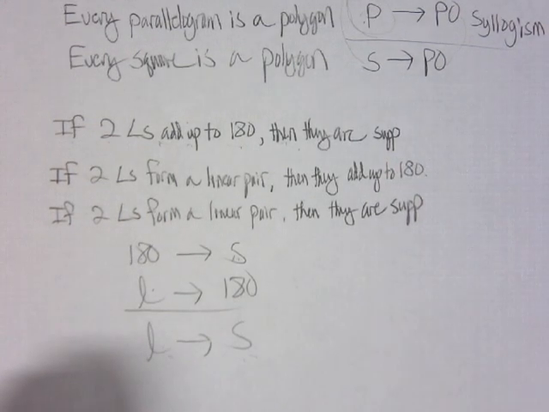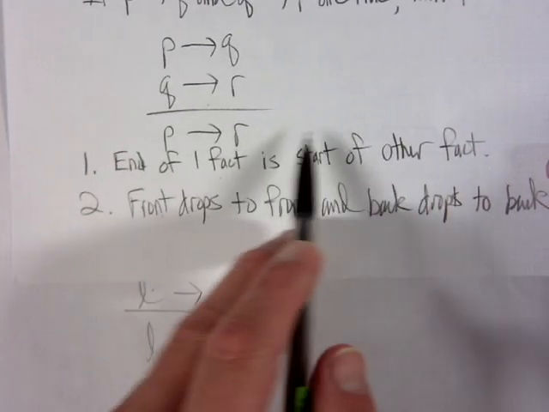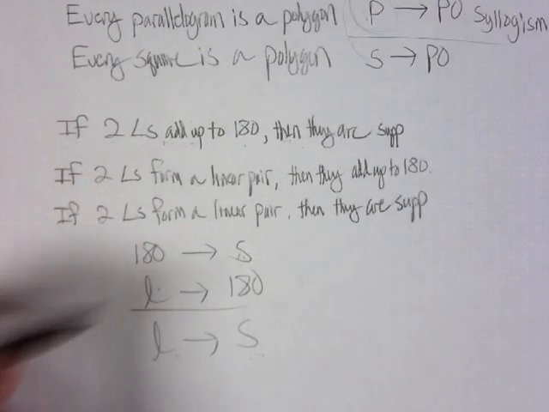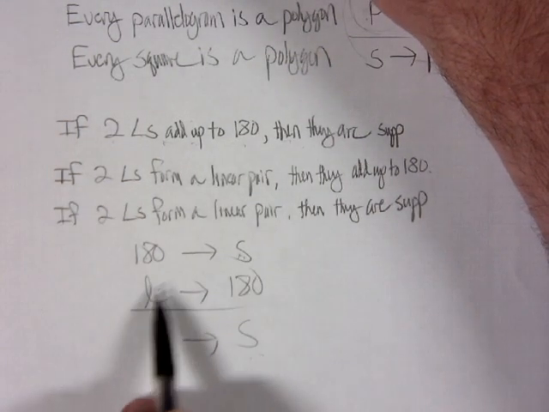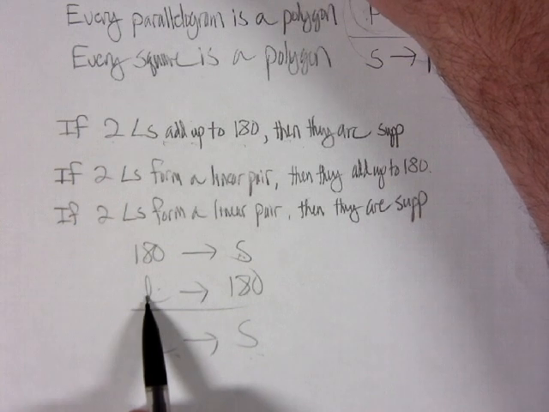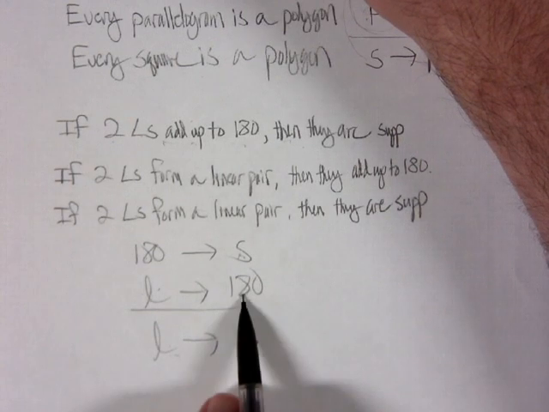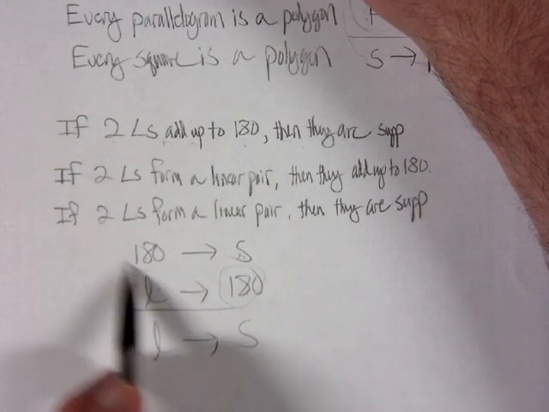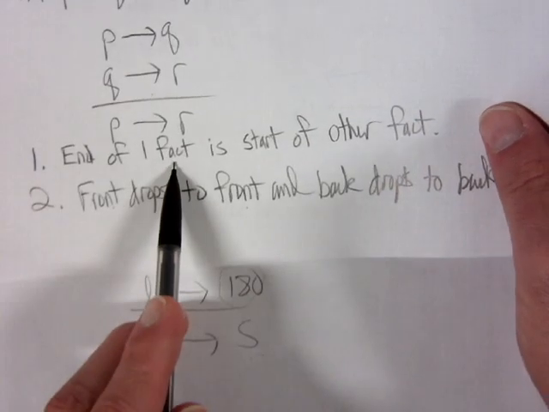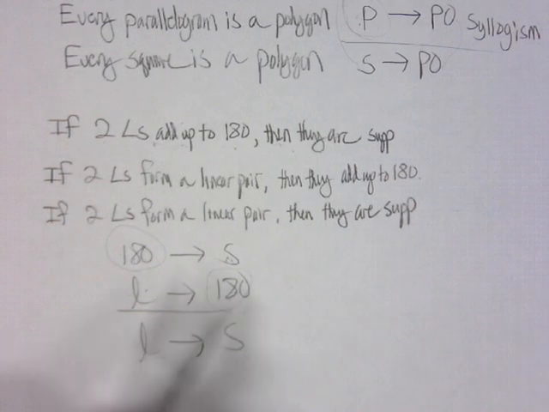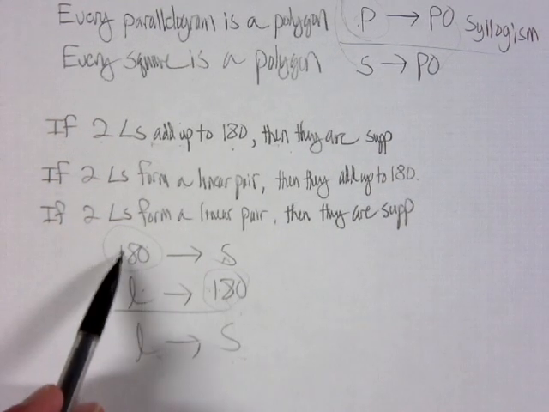All right, so for syllogism, what do we need? Well, we need the end of one fact to be the start of the other fact. Here are my two facts. Is that the case? Well, the end of this fact is not the beginning of the other fact here, but remember, the order of those facts doesn't matter. The end of the second fact is the beginning of the first one. So as long as the end of one is the start of the other, then you're in good shape.